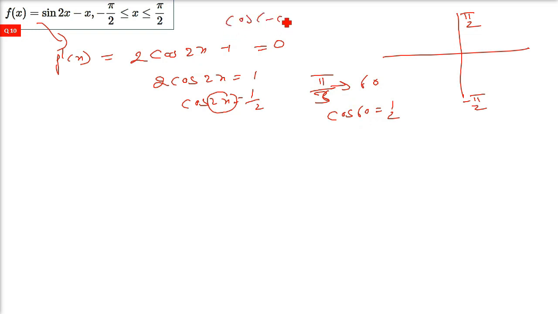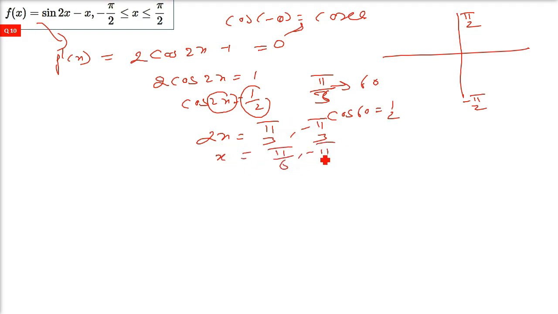It's pi by 3. Again understand, cos minus theta is plus cos theta. That is, if you place a negative value inside cos, it is going to give you a positive value only. So 2x is pi by 3, or it can be minus pi by 3. Alright, both, because we are talking about pi by 2 to minus pi by 2. So you have to include this negative pi by 3 also, because the interval is given like that. If the interval would have been 0 to pi by 2, then we would have taken some other approach. But since negative pi by 2 and pi by 2 is already given, so we have to take pi by 3, negative pi by 3. So 2x is this, so x will be pi by 6 and negative pi by 6.